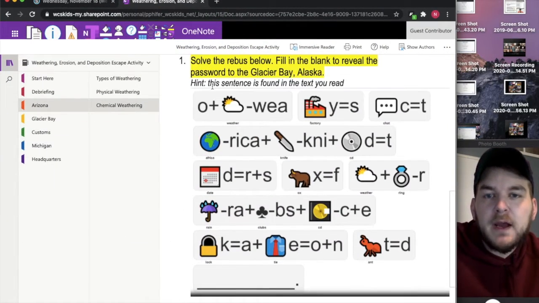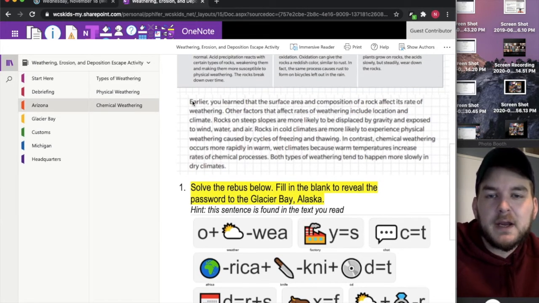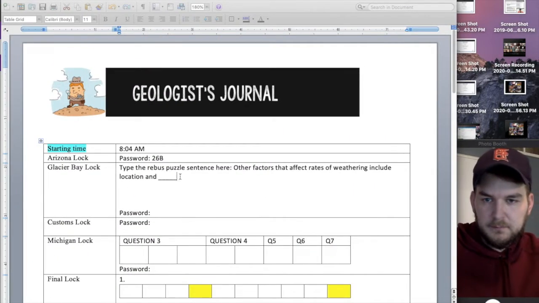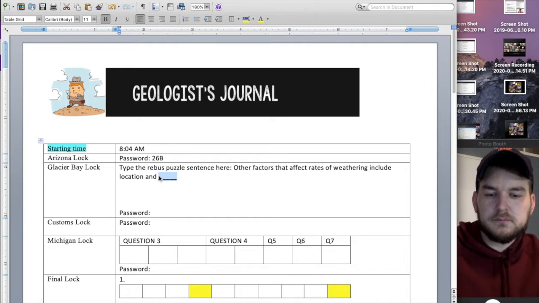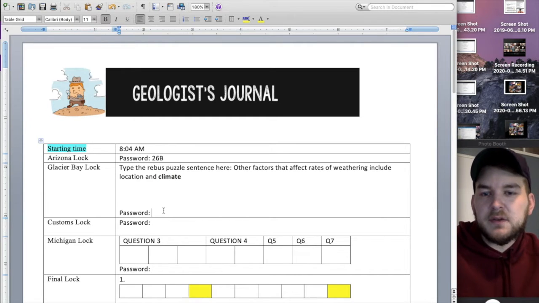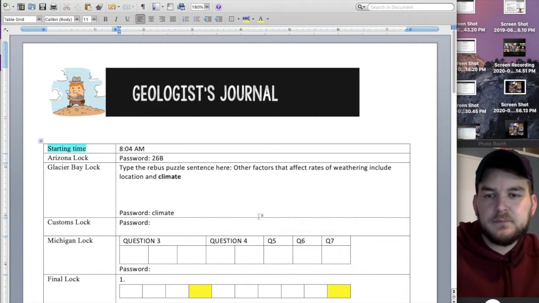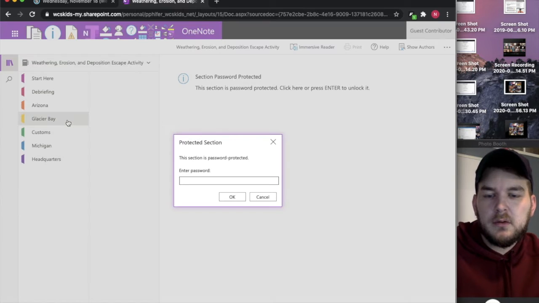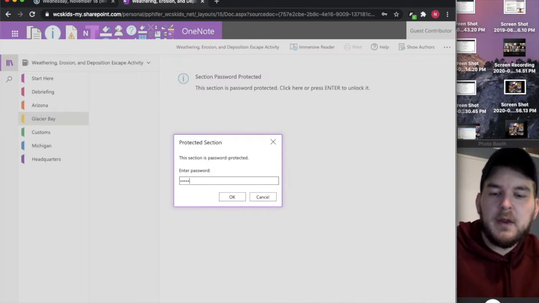And so we have to go find this sentence. It says fill in the blank. The sentence is found in the text that you read. So if I go back up to this paragraph right here, I'm reading, and now I'm finding this sentence here. Other factors that affect the rates of weathering include location and climate. And so the password must be climate. All right, so the password is climate, and I am going to move on over to Glacier Bay. Enter in CLIMATE.